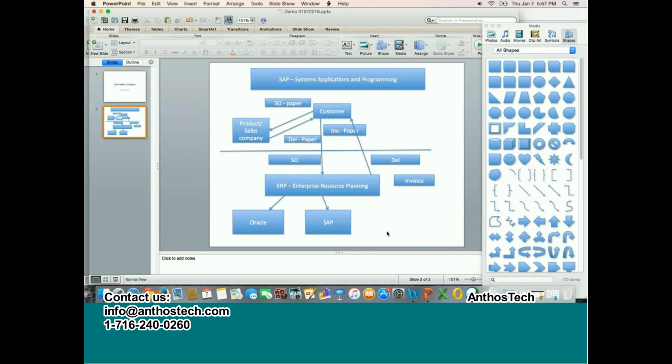SAP became very famous for several reasons, and SAP is the market leader in ERP packages today. The SAP product is the number one product. Wherever you go, in all regions, like America.